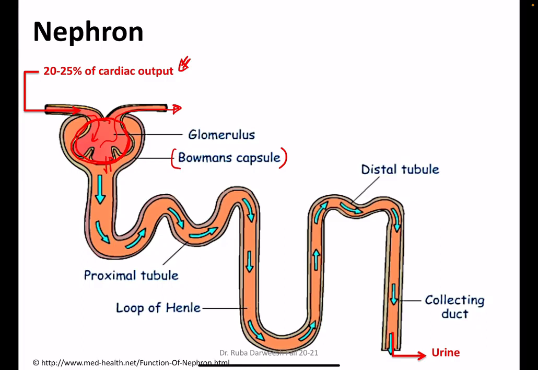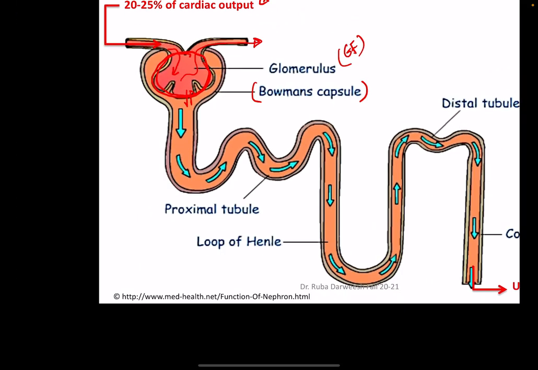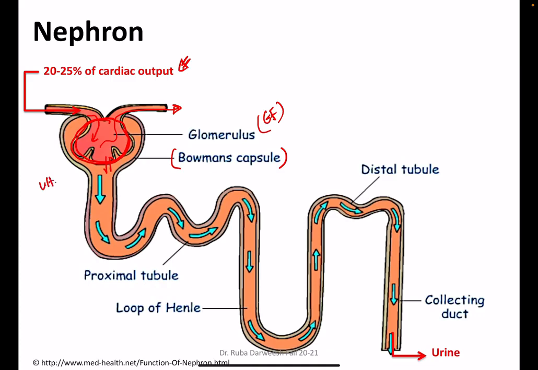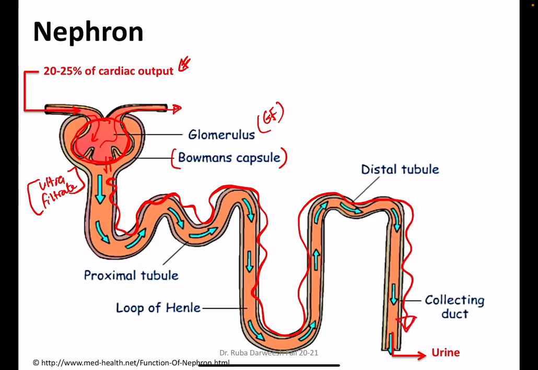Okay, and here we have what we call glomerular filtration process, and it's called that because it happens in the glomerulus. After which the ultrafiltrate, which is the first thing that is formed in the glomerulus, starts to go through different tubules in the nephrons. Again, it includes the proximal tubule, loop of Henle, distal tubule, and collecting duct.